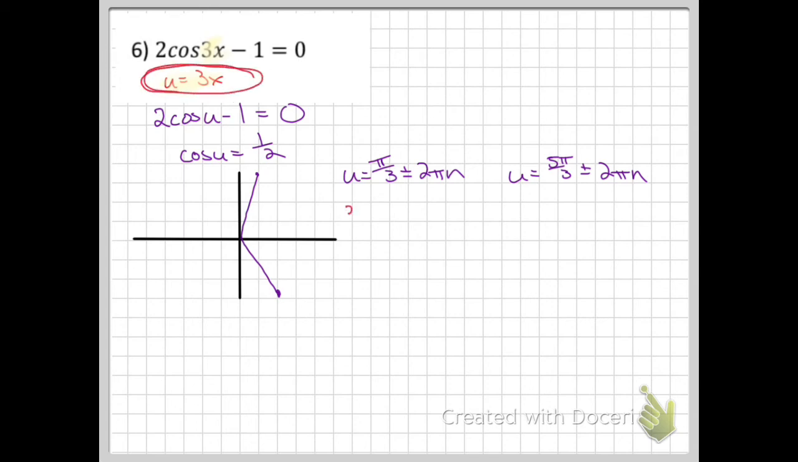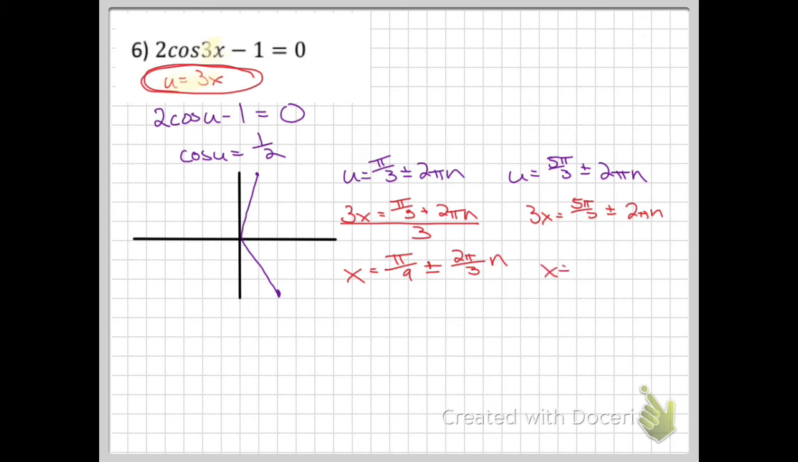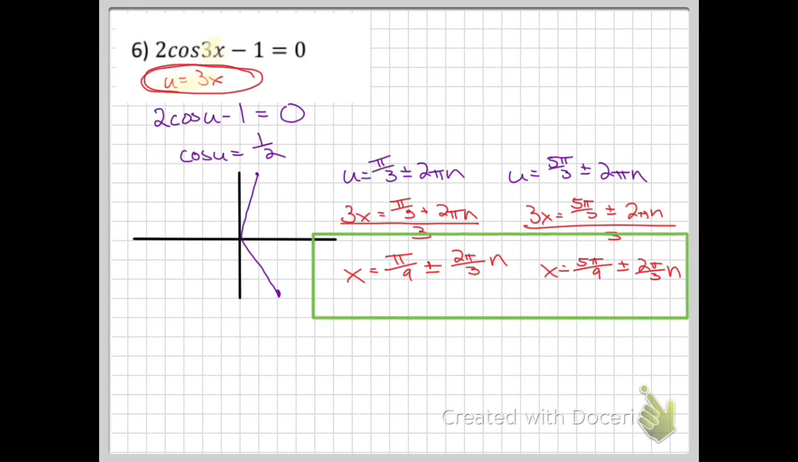It was 3x. 3x equals this entire thing. See if you can divide and finish solving it. Divide everybody by 3. If it was already over a number, I multiply them, so that's pi over 9. And this one actually doesn't reduce: 2 pi over 3n. Divide by 3: 5 pi over 9 plus or minus 2 pi over 3n. So it just adds one step at the end, but you can't forget that last step.